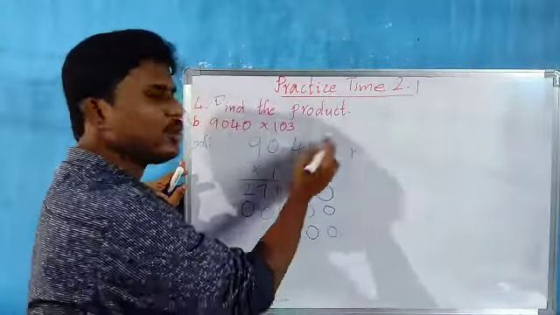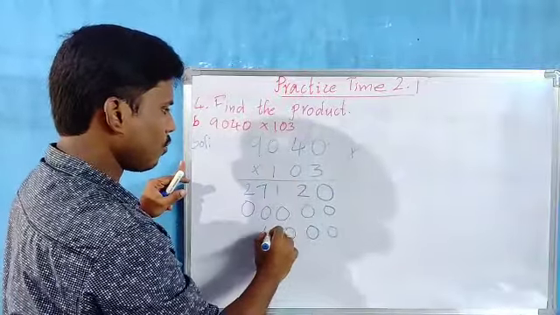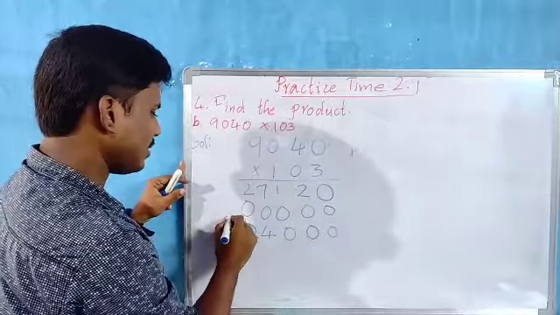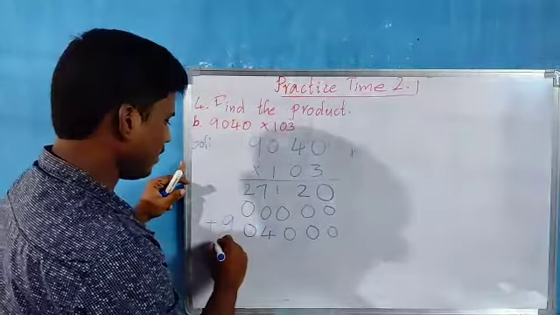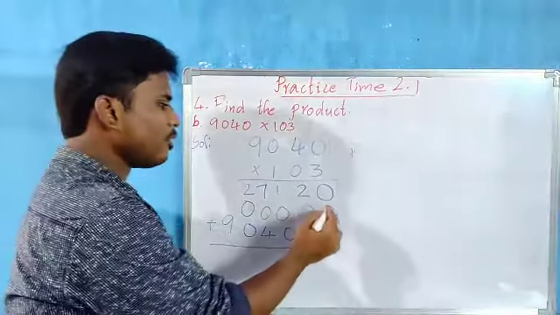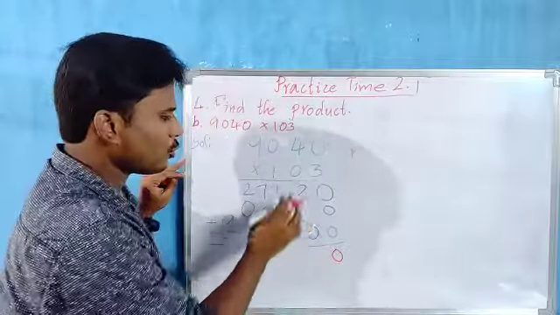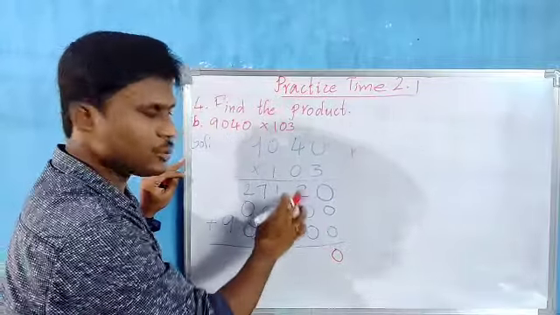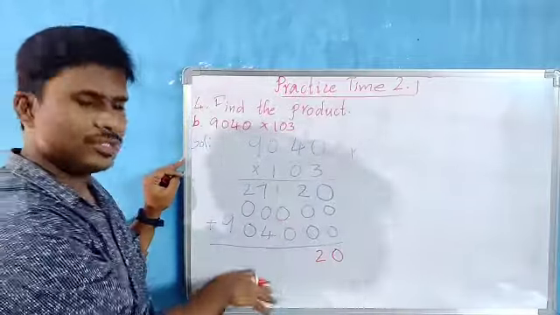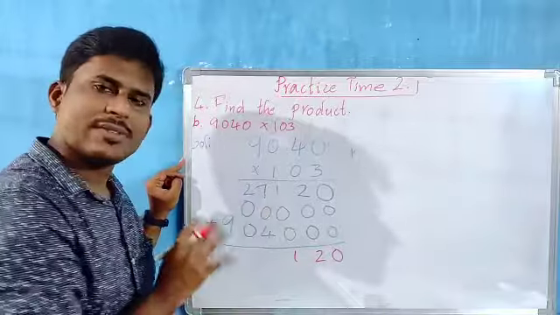Now start multiplying. 1 zeros, 0. 1 fours, 4. 1 zeros, 0. 1 9s, 9, children. And if you add all this, we will get the final answer, children. 0 plus 0 plus 0, 0. 2 plus 0 plus 0 means 2, children. Now 1 plus 0, again plus 0. Answer is 1. 7 plus 0 is 7, children.